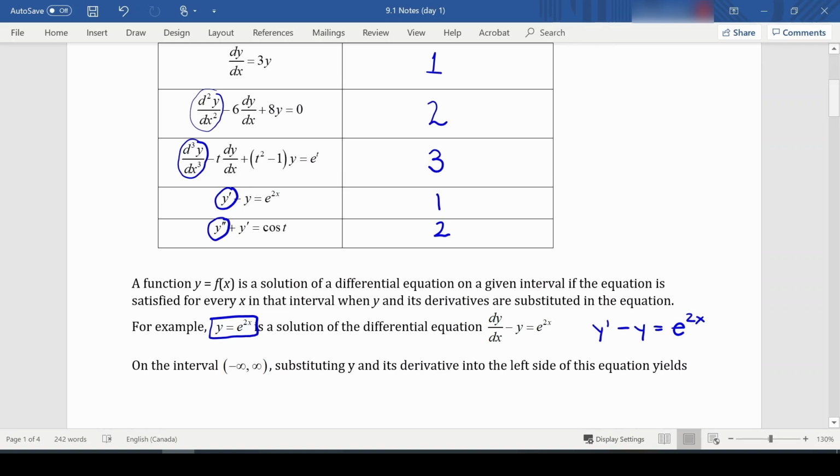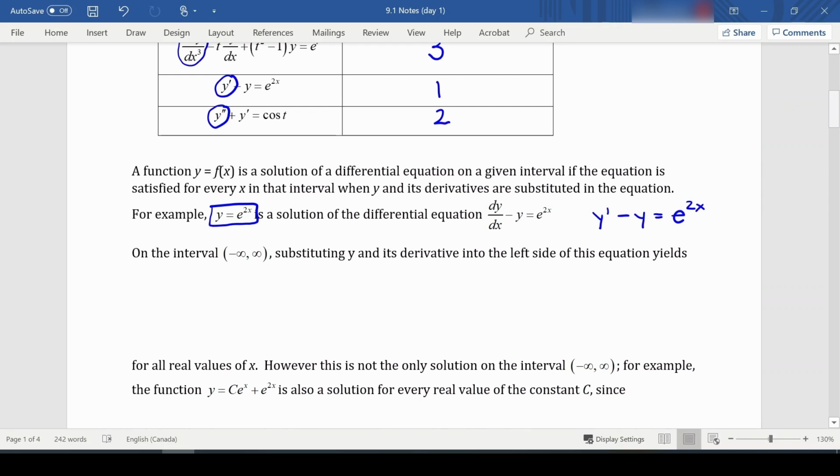So let's check whether this is true on the interval negative infinity to infinity, so for all real numbers. If we substitute y and its derivative into the left-hand side of this equation, we should get the right-hand side. So first, let us find dy dx so that we can substitute it in. If we find the derivative of this equation, we should get 2e to the 2x.